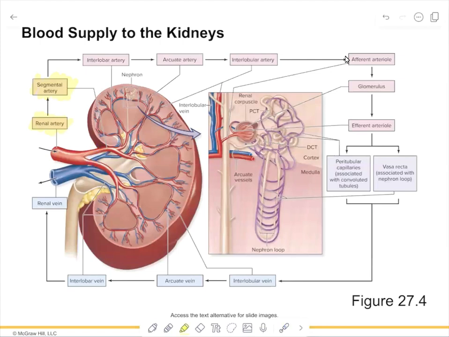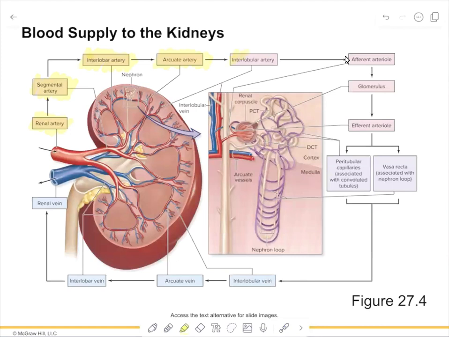Then the segmental artery leads to the interlobar artery, which is between the lobes of the kidney. So this would be the interlobar, all of these that are located sort of between the pyramids where the renal column would be located. Then the interlobar artery leads to the arcuate artery, and the arcuate artery is found right at the corticomedullary junction here. So we are progressively getting to blood vessels that are smaller and smaller.